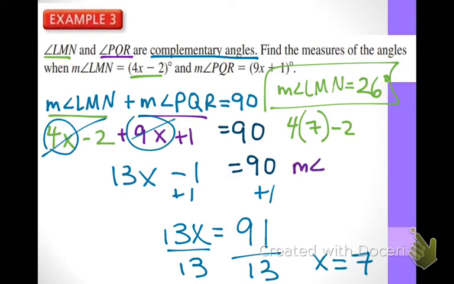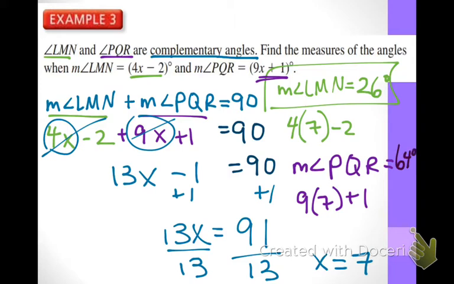And the measure of angle PQR, it used to be 9 times x plus 1. So 9 times 7 is 63, and then plus 1 is 64 degrees. How can I check if I'm correct or not? 64 plus 26, which makes 90. So perfect. Go ahead and flip.